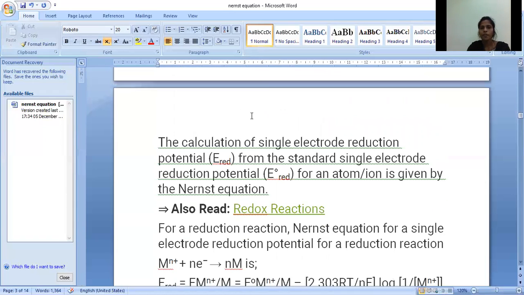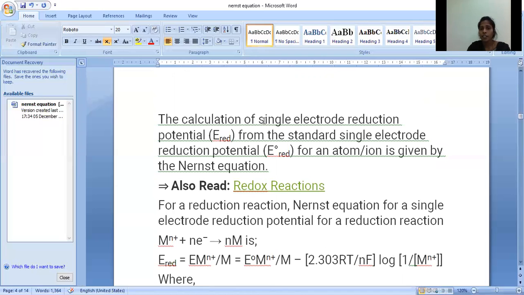So now, the calculation of single electrode reduction potential. Previously we have seen the cell potential, that is the potential of the entire cell. But now we are seeing the reduction potential, that is a single electrode potential. Single electrode means either for anode or for cathode. So the same expression is also applicable with a single electrode.